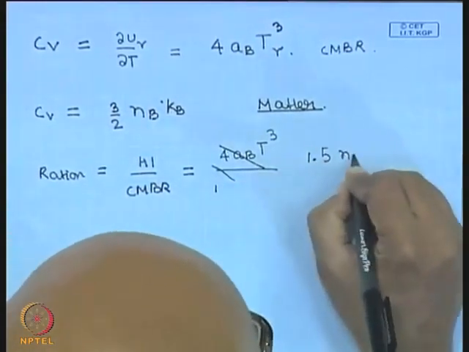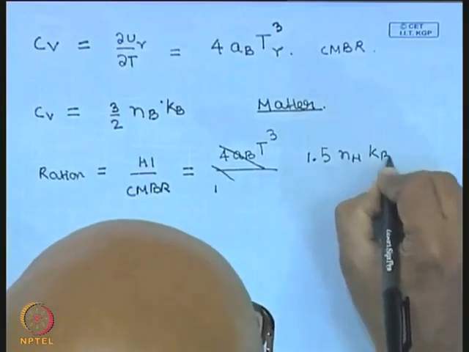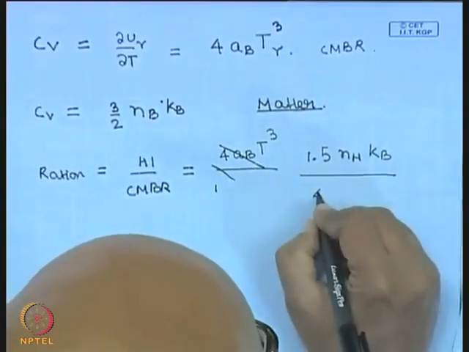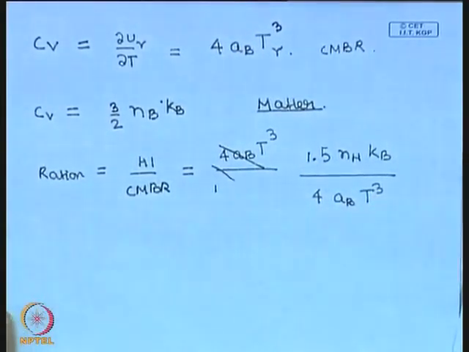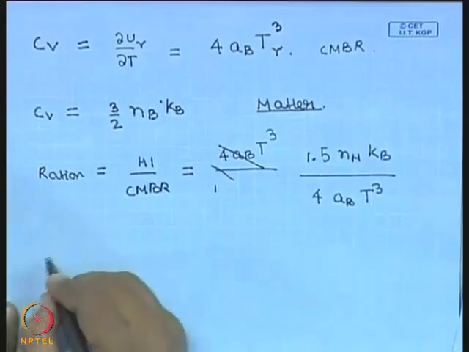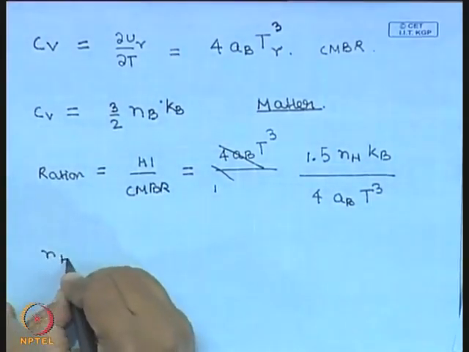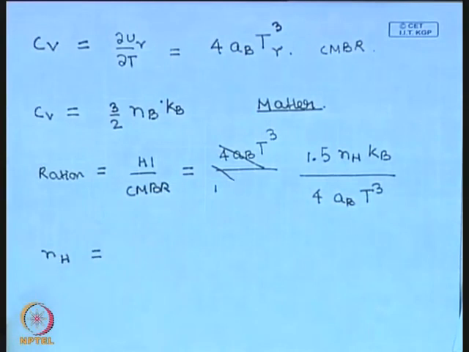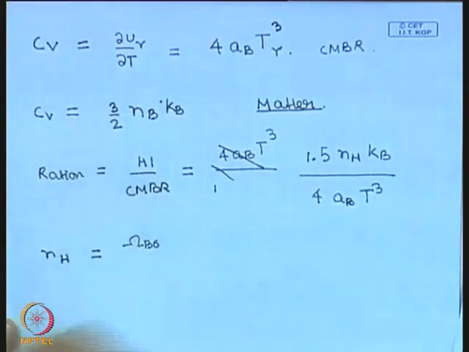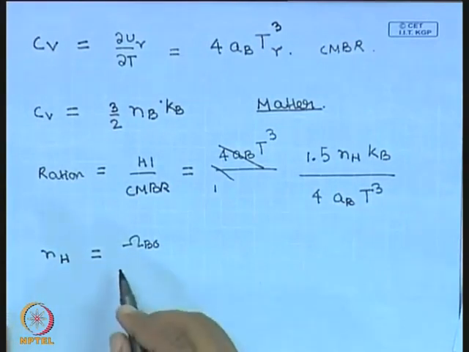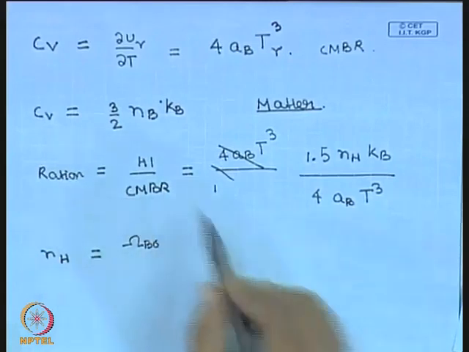1.5 N_H kB by 4 a_B T cube. That is the ratio that we want to see, and the number density of hydrogen can be calculated. So, we know omega baryon naught. Omega baryon is the contribution to the total density of the universe at present from baryons. By baryons we refer to protons and neutrons. Okay. Dark matter obviously does not contribute to this.